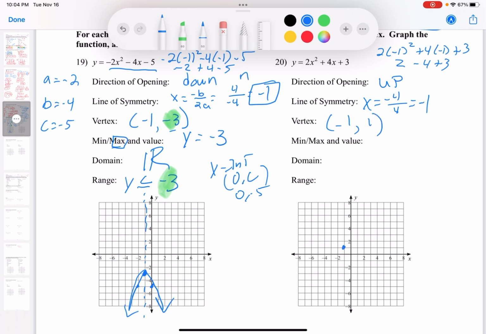I'm just going to go ahead and graph that. This graph is going to go up, so this is a minimum value. The minimum value is y is equal to 1. The domain is all reals. It's going to look like this. So our range is all y values that are greater than or equal to 1.